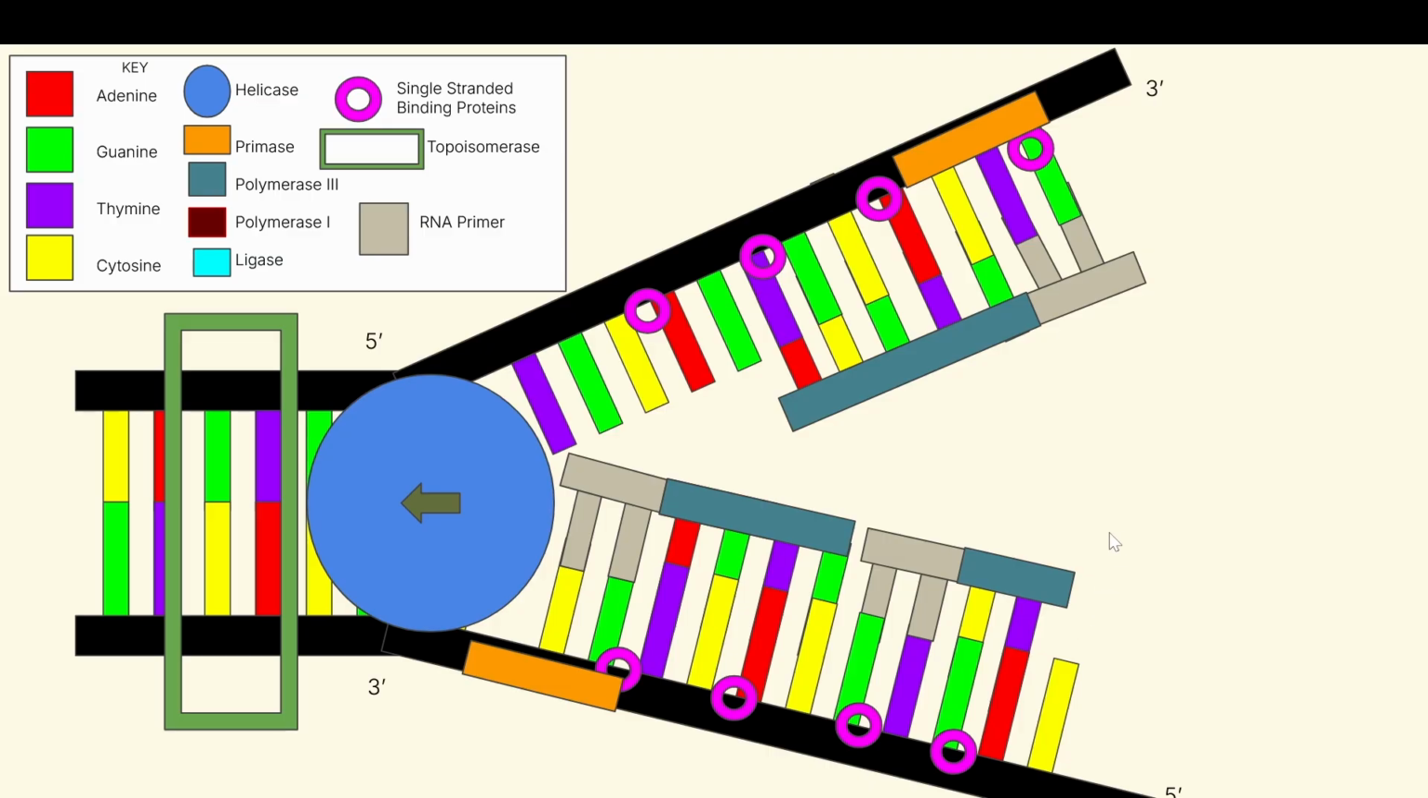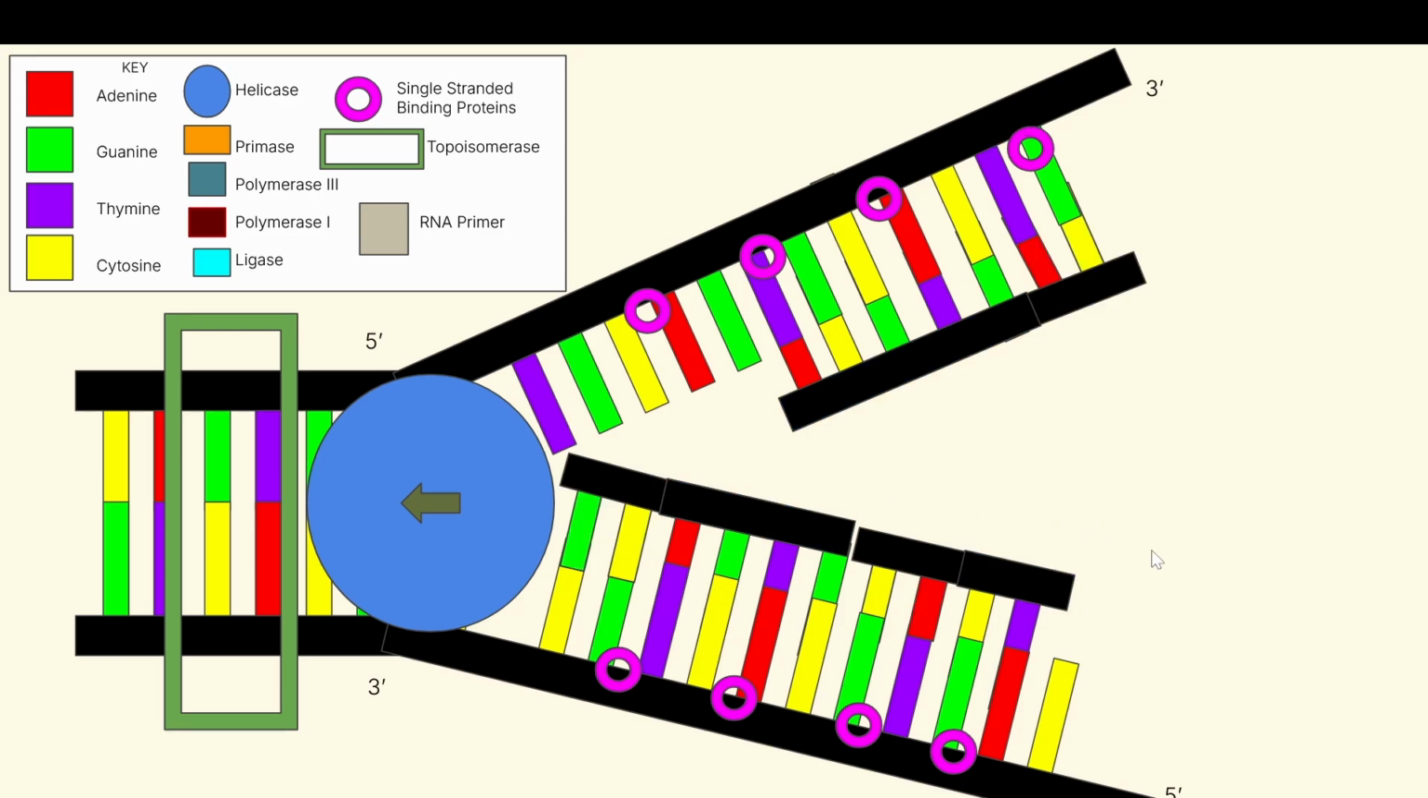Eventually, the RNA primer gets replaced by DNA nucleotides, since the primer is RNA and it's not meant to be RNA. Then they're converted by polymerase I, and boom. Finally, to connect the Okazaki fragments, ligase comes in and acts like glue, making sure all nucleotides are joined together.